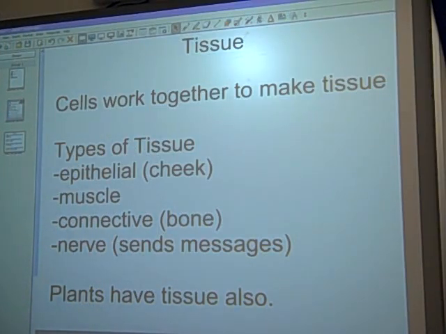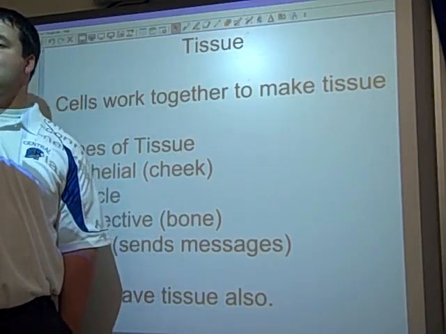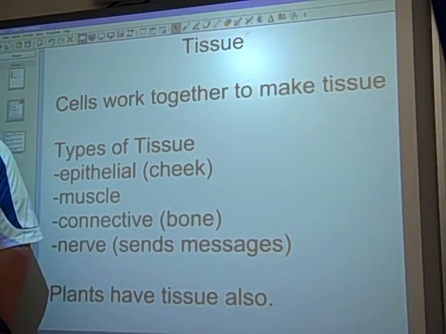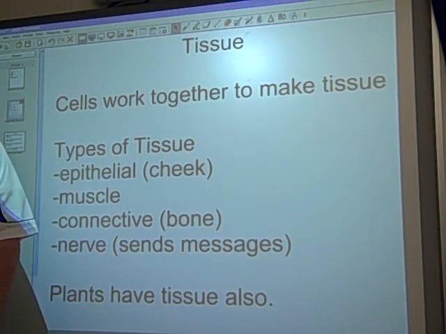Plants have tissue also. The cells that work together in the root system, it's a group of tissues working together. It's a group of cells working together to make roots. Those roots send water, minerals and nutrients to the rest of the body. What about the cells that are on the blade of a leaf? Those cells work together and it's tissue. So plants have tissue also.